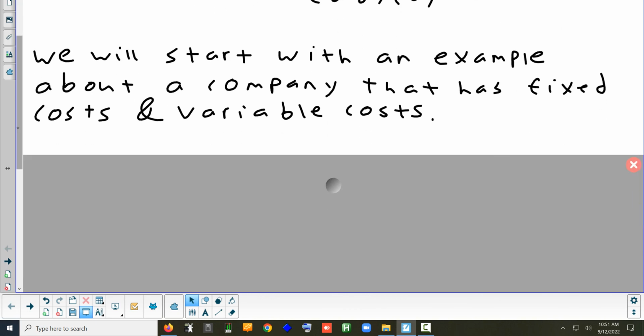So we're going to start off by looking at an example of a company that has two types of costs: fixed costs and variable costs. The difference is a fixed cost stays the same, and a variable cost will change depending on how many of the thing this company is going to produce.